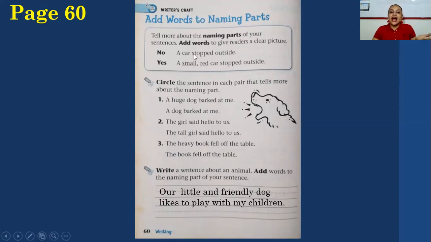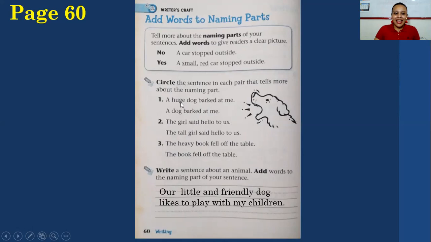So, a car stopped outside, yes, it's a sentence, but it's not specific. And a small red car stopped outside, yes, this is a naming part of a sentence, but it is more specific. Now, circle the sentence in each pair that tells more. More specific about the naming part.